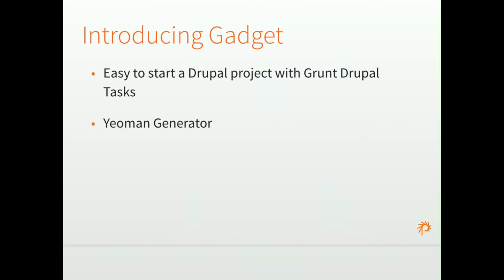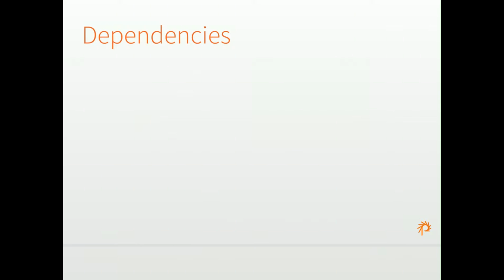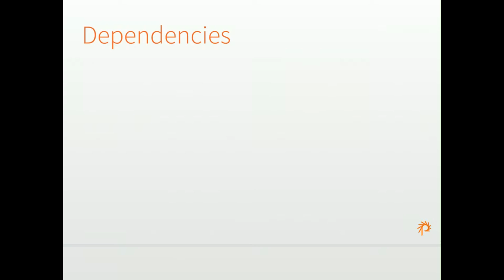So we used to have some instructions of if you're starting a new project with Grunt Drupal Tasks, do this and then this. Now we have a Yeoman generator that makes it very simple to do, and I'll show that in just a minute. This is also released on GitHub, so I encourage you guys to check it out and pull it down. So I'll just get into getting started with the tool and start walking through what you can do with Grunt Drupal Tasks and Gadget.